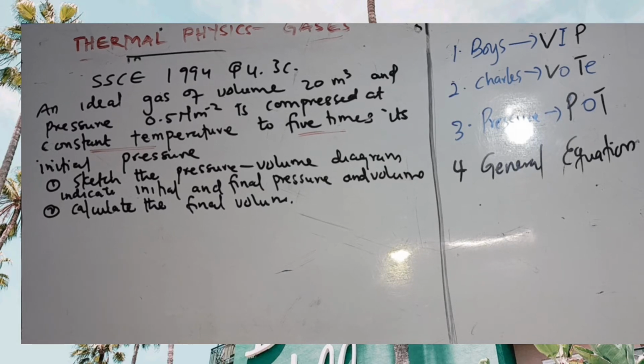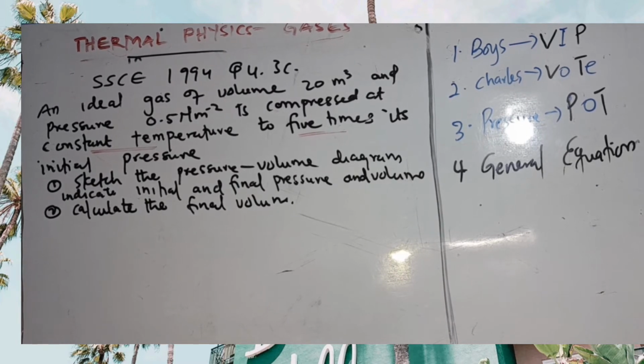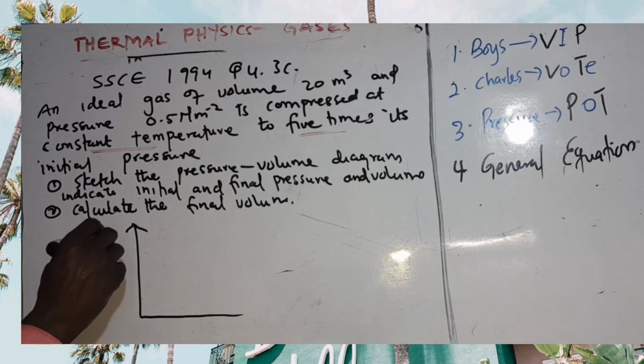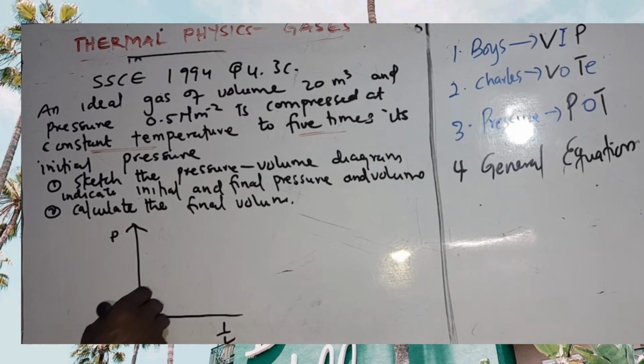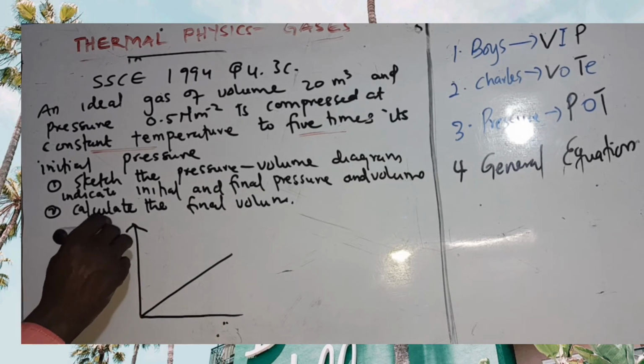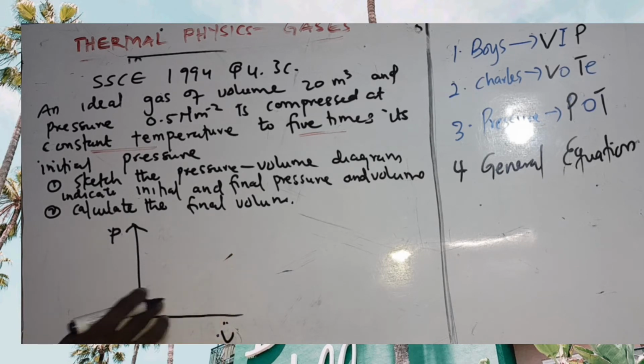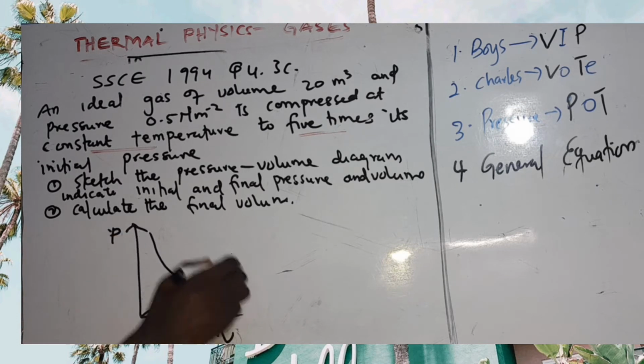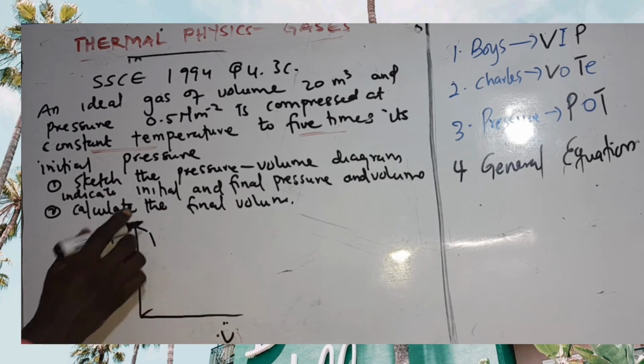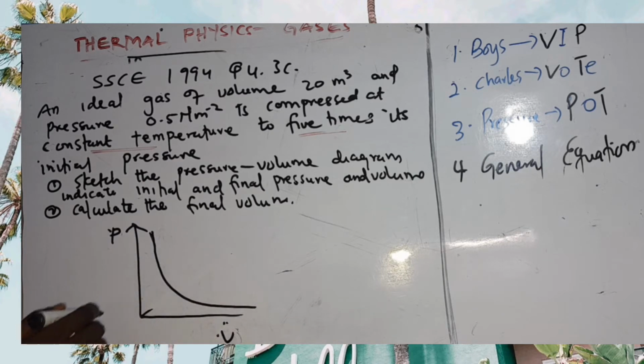So for this particular one, the first thing we have to do is to sketch the graph. I told you we looked earlier on how to sketch the graph for Boyle's law. If it's pressure against inverse volume, it's going to be linear. If it is volume against inverse pressure, it's going to be linear. But here, the question is stating that we should sketch the pressure and the volume. And we said the pressure and the volume are inversely proportional, so it means that the graph is going to be an inverse graph.